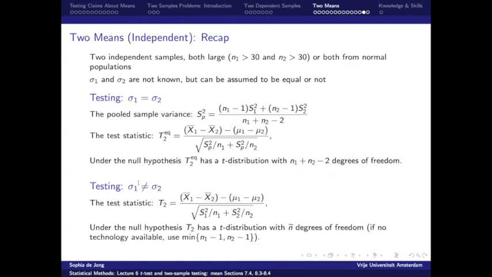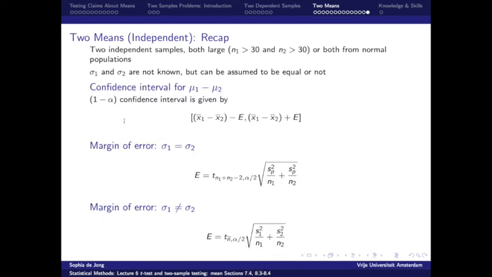In case it's not reasonable to assume that the two population standard deviations are equal, so now we assume they are unequal, then you have to use this test statistic. This has, under the null hypothesis, approximately a t-distribution with n tilde degrees of freedom, which we compute if we have no technology available by the minimum of n1 minus 1 and n2 minus 1.